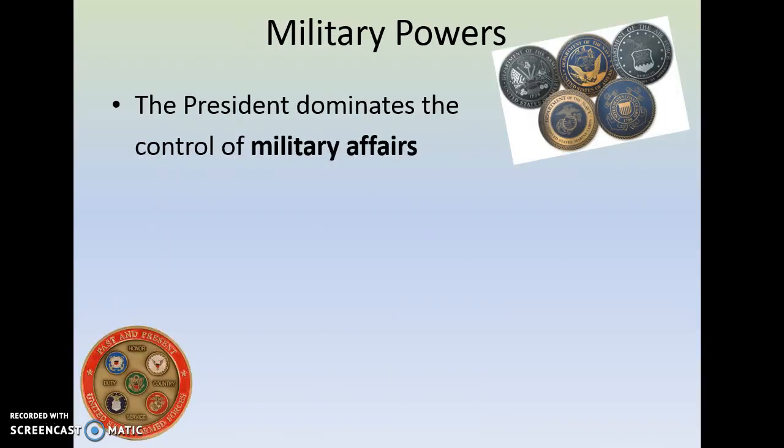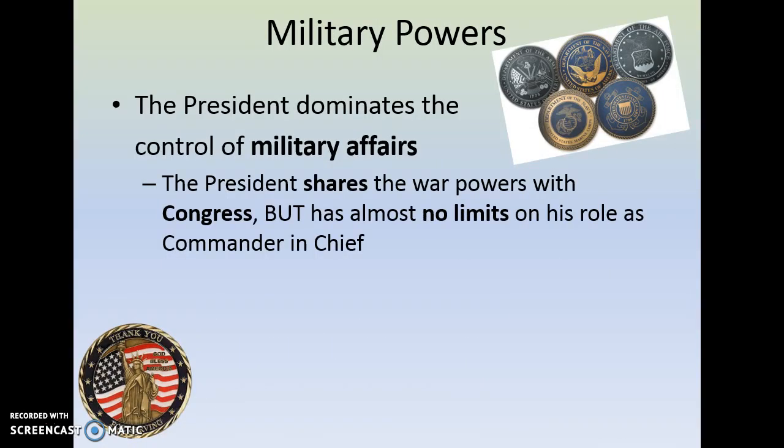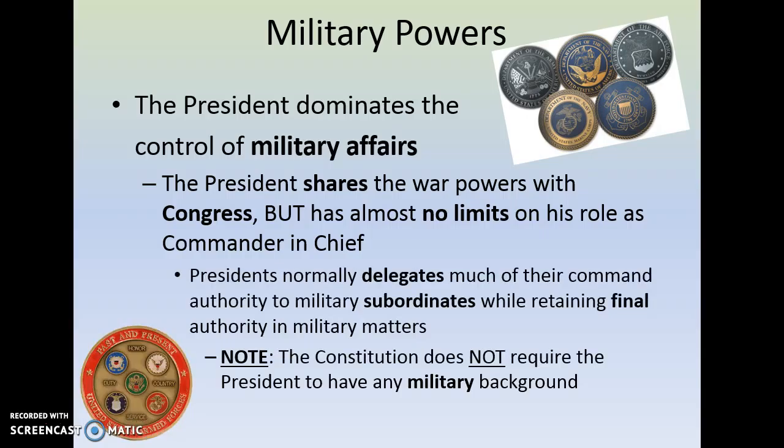President also has military powers. He is the commander-in-chief. So only Congress can declare war. But once Congress declares war, the president is in control of the military.